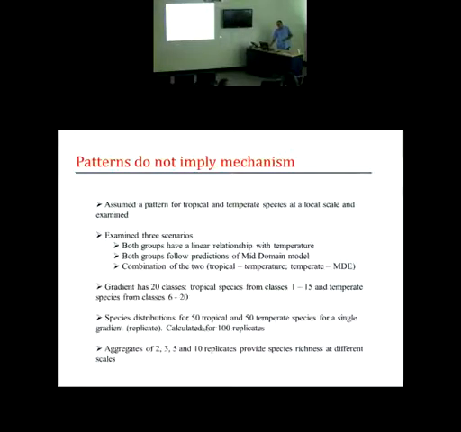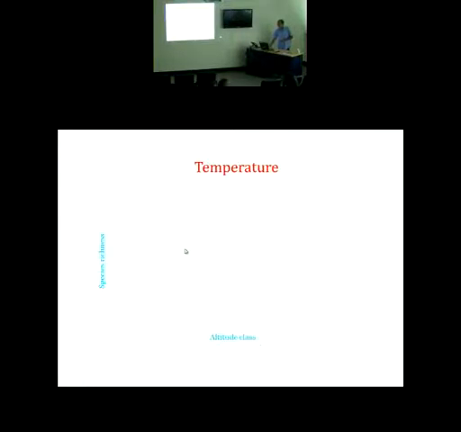And finally, we also proposed that pattern does not imply mechanism. I won't go into too much detail of the model, but basically we created a model where, at the level of a single hill slope, there were certain environmental mechanisms or neutral mechanisms that influence the distribution of tropical and temperate species, and we summed those patterns across scales.